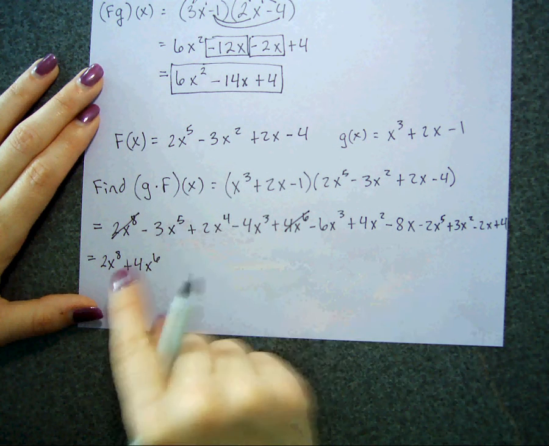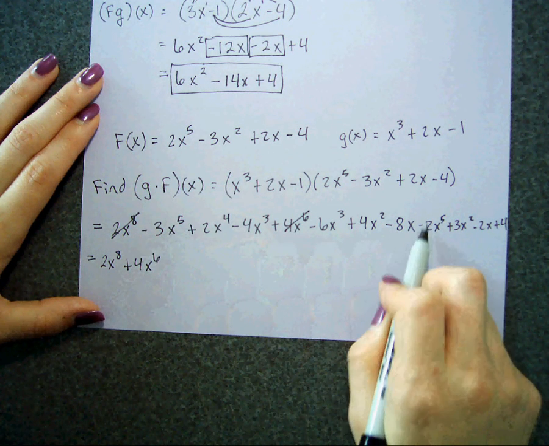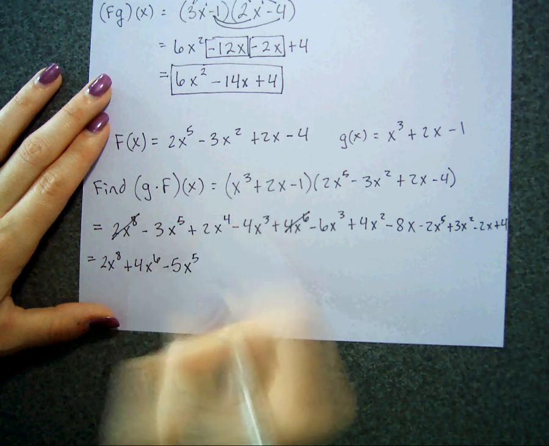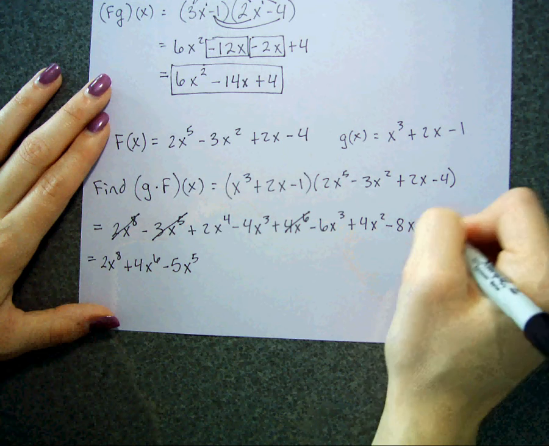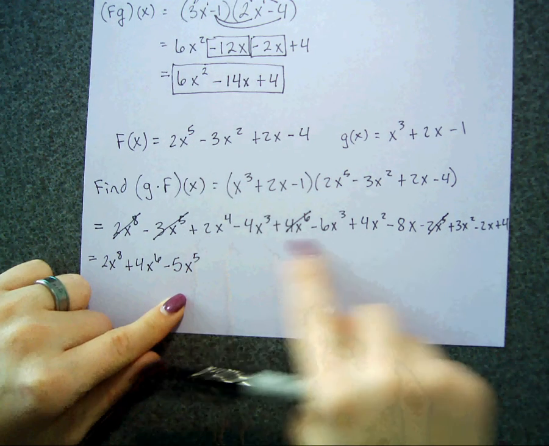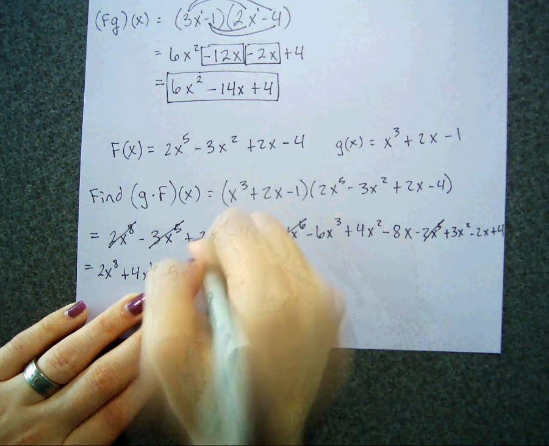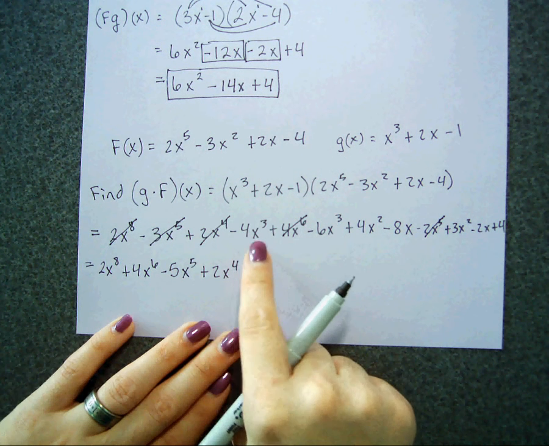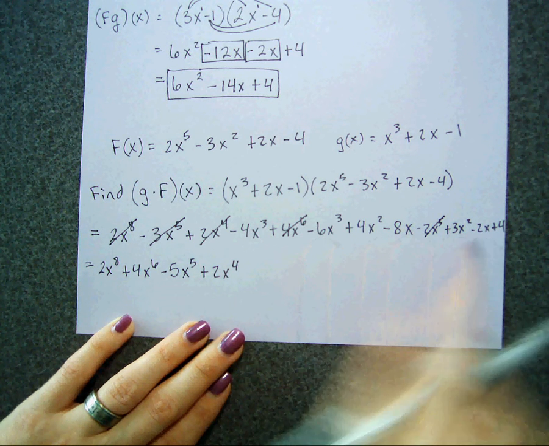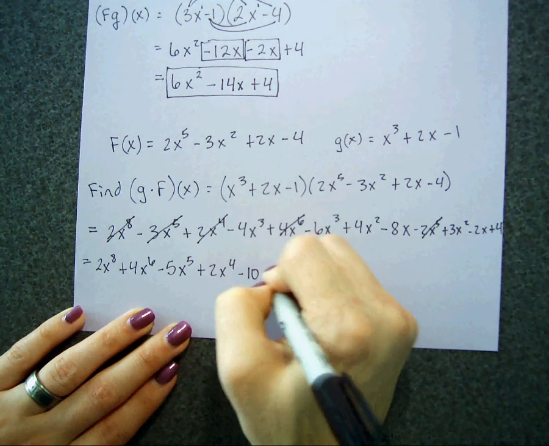The next thing, x to the 5th. So I have negative 3x to the 5th and negative 2x to the 5th. Negative 3 minus 2 gives me negative 5x to the 5th. And I'll simply draw a line through those. I have now x to the 4th, just coming down. 2x to the 4th. It's the only term, so plus 2x to the 4th. X to the 3rd, I have a couple. Negative 4x to the 3rd, negative 6x to the 3rd. That's it. So combining those two, negative 4 minus 6 gives me negative 10x to the 3rd.